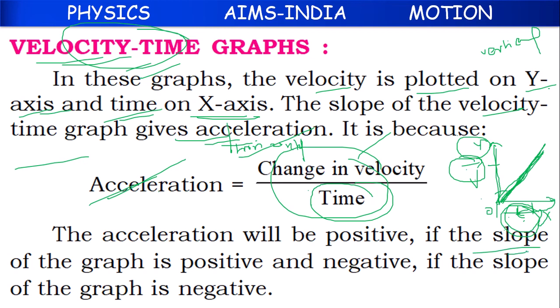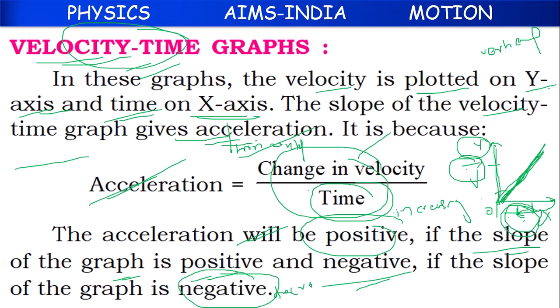If the slope of the graph is positive, then acceleration will be positive, or acceleration will be increasing. Here positive means nothing but increasing. If the slope of the graph is negative, the acceleration will be negative, which means decreasing, or we can call it deceleration. So acceleration may be positive or negative based on the slope of the graph.